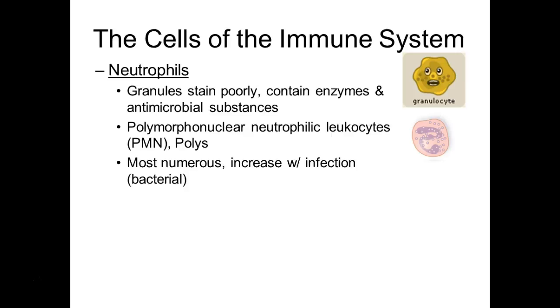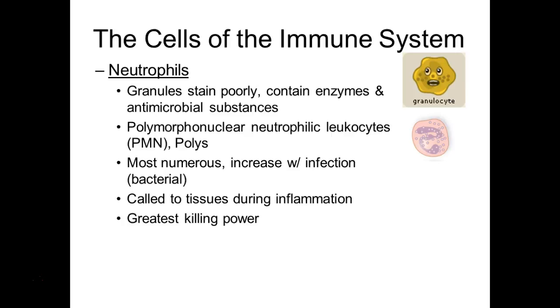They are the most numerous in normal blood. Their numbers definitely increase with infection, especially if it's a bacterial infection. They're called into our tissues during inflammation. They're not normally there, right? They come on scene when we have an inflammatory response, when a bacteria has breached the barrier and the signal has been sent. As we said before, these are the greatest killers. Their enzymes and antimicrobial substances are very powerful, the most powerful of all your white blood cells.